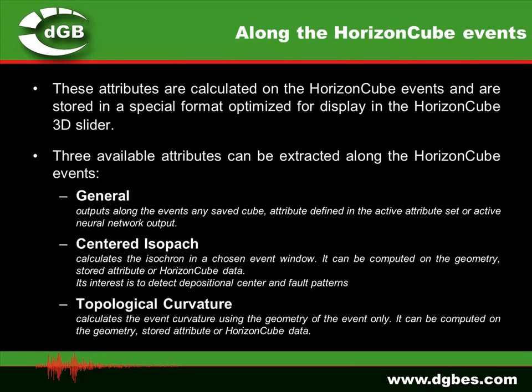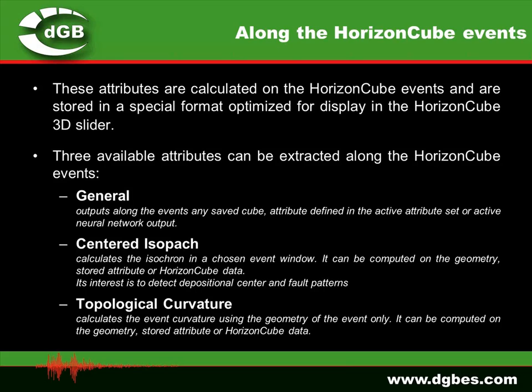The third kind is the topological curvature. It calculates the event curvature using the geometry of the event only. So it's different from the classic curvature that can be created in the classic attribute set window, as it's only at the event, using the event geometry. It's not using dip information from the steering cube. This one can also be computed on geometry, stored attribute, or HorizonCube data.